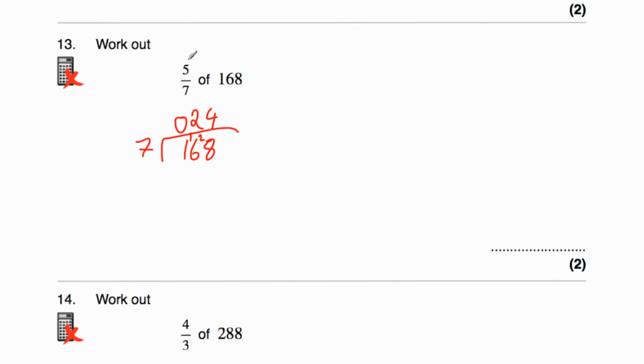Now we want 5/7, so we now need to multiply by the numerator. So we're going to do 24 multiplied by 5. So 5 times 4 is 20, so put our 0 down and carry our 2. And 5 times 2 is 10, plus 2 is 12. So that means that 5/7 of 168 would be 120. So the answer is 120, and that's it.